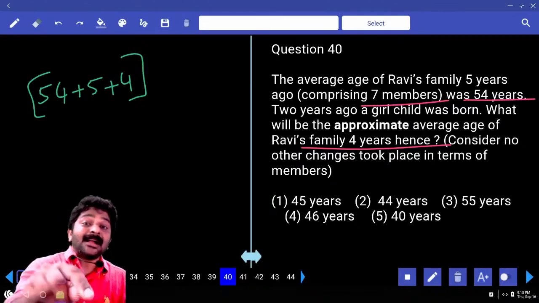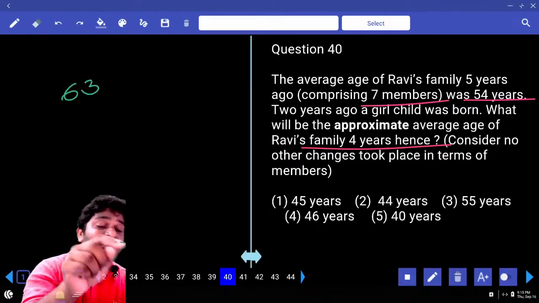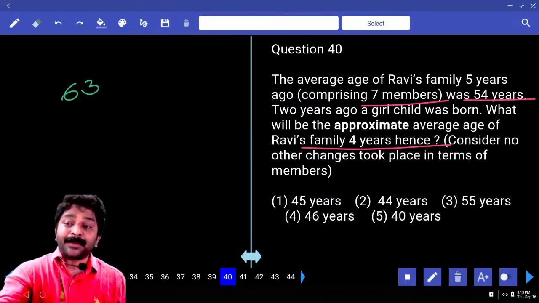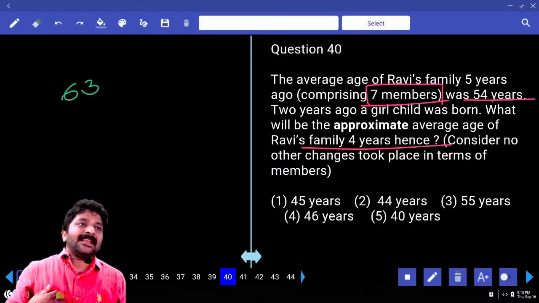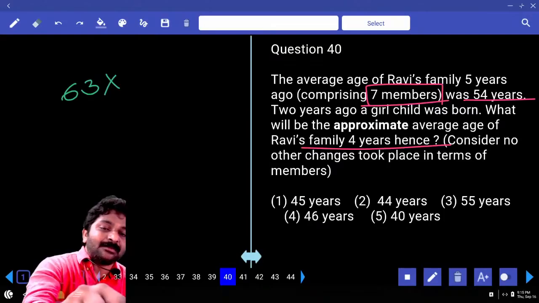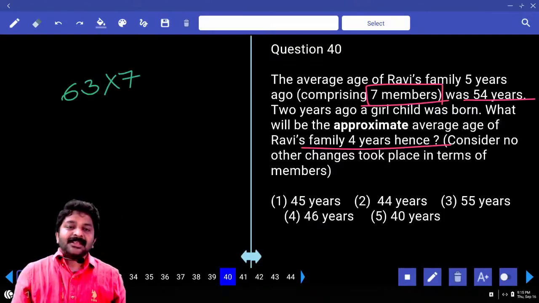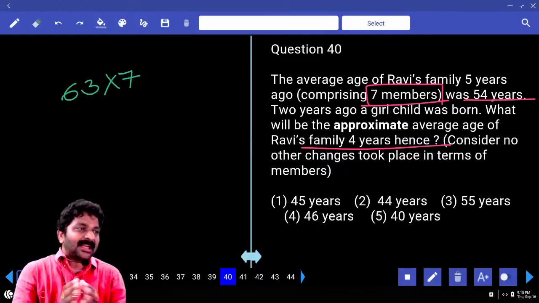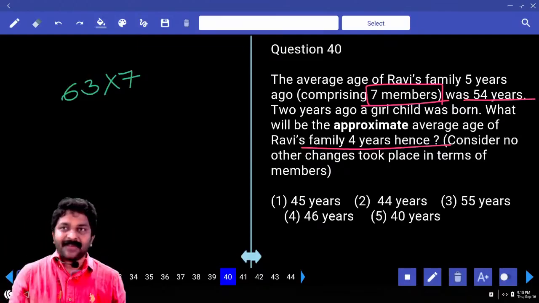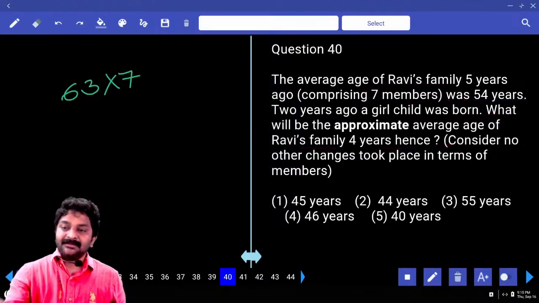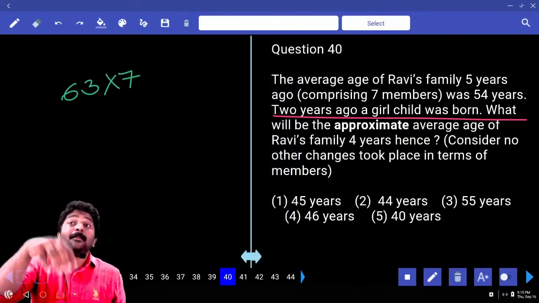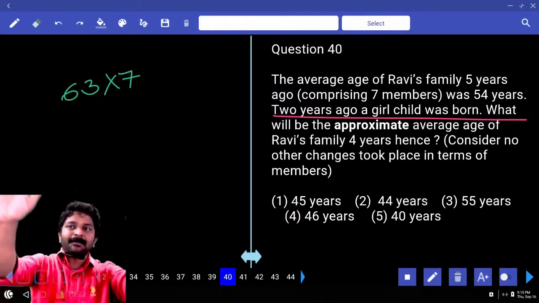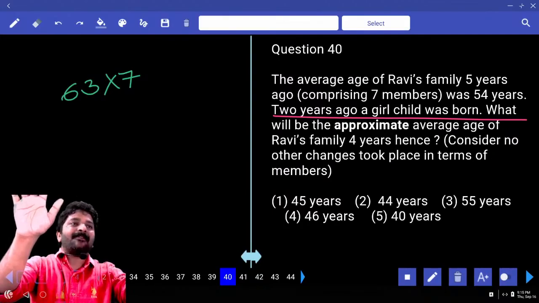Am I right? But 63 is the average age of Ravi's family, comprising of how many members? 7 members. Average is 63. If I want to calculate their total, that means I need to multiply this with 7 only. 63 into 7 will give you a number, and that is sum of ages of 7 members in the family. But in between, something happened, which is there in the third line. 2 years ago, a girl child was born. So now how many people are there in Ravi's family? Eight members. So now I would like to calculate sum of eight members' ages.